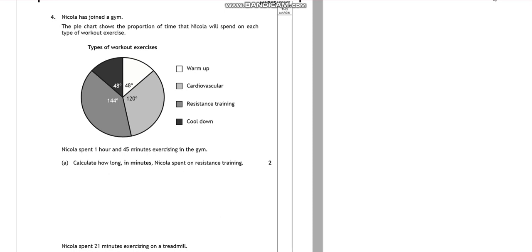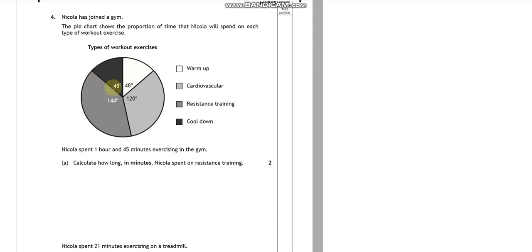Okay, question 4. Nicola has joined a gym, something that I really should do. The pie chart shows a portion of time spent on her workouts. So she warms up, she does some cardio, like running, cardiovascular, all the kind of heart stuff. Then resistance training, so that must be weights and stuff, so I'm told.